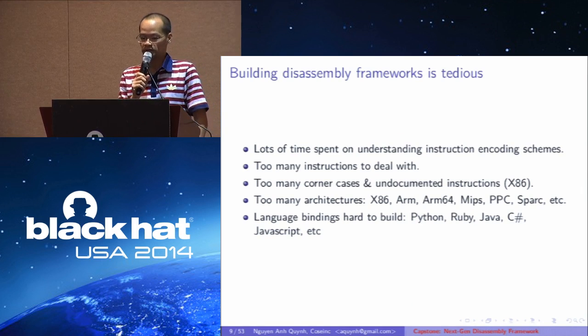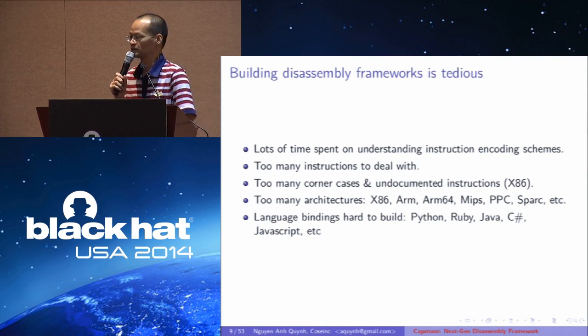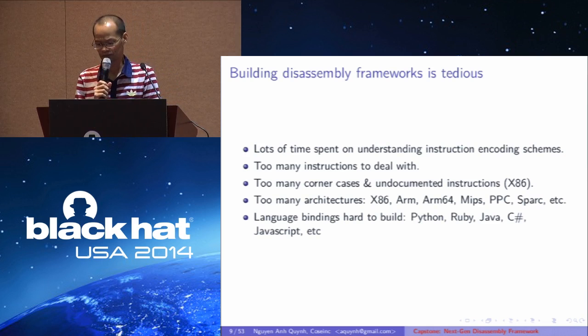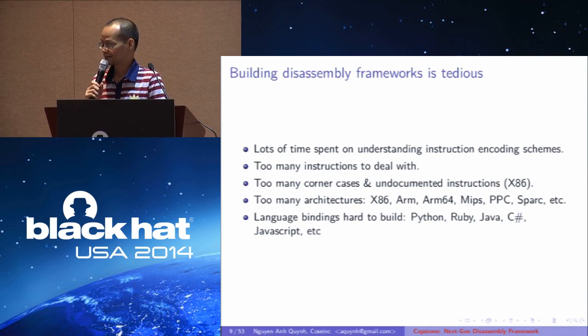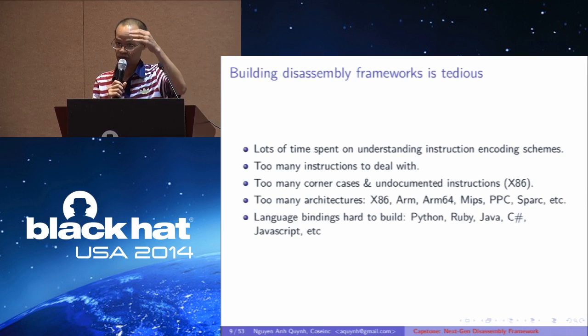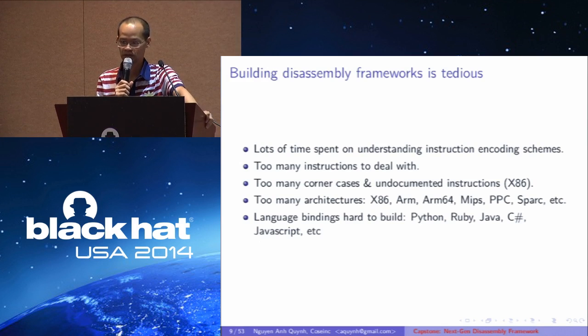Okay, we all know that building disassembly frameworks is very tedious. You need to spend a lot of time understanding the encoding schemes of the instruction set. And sometimes there are many instructions to deal with. For example, x86, the latest version, has over 1,300 instructions, and you need to understand all of them. And in some architectures, for example x86, there are many corner cases and many undocumented instructions. Still, you need to deal with all of them. You need to handle all of them.